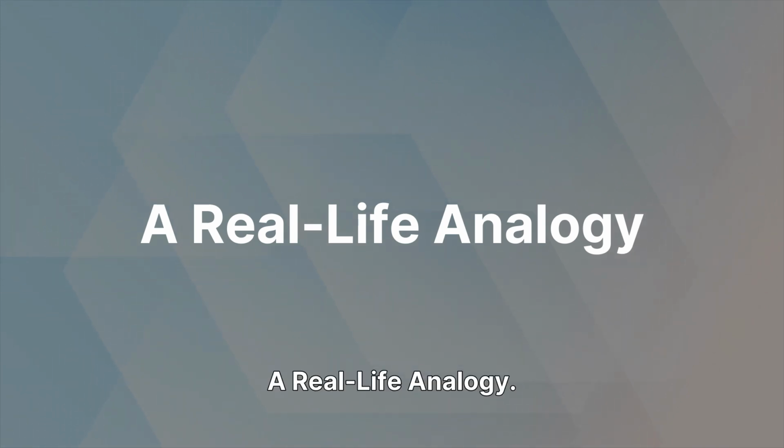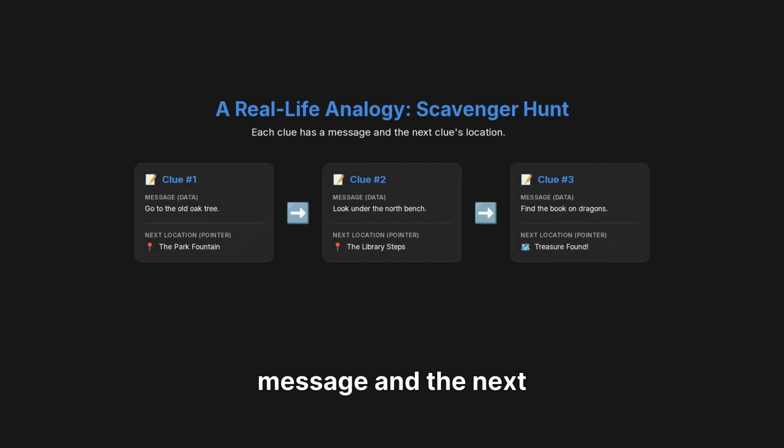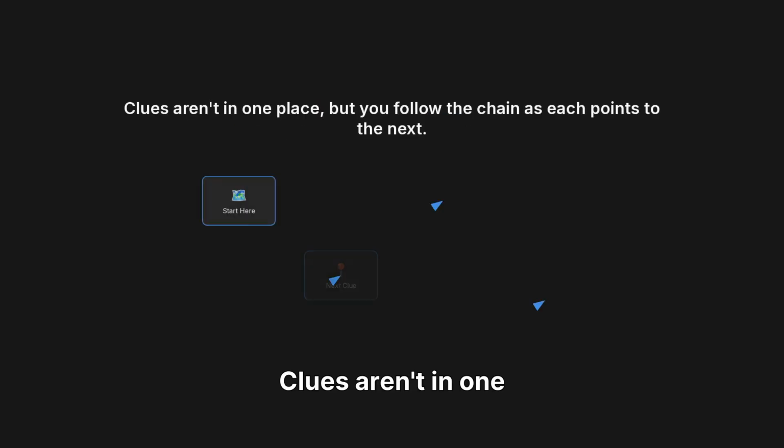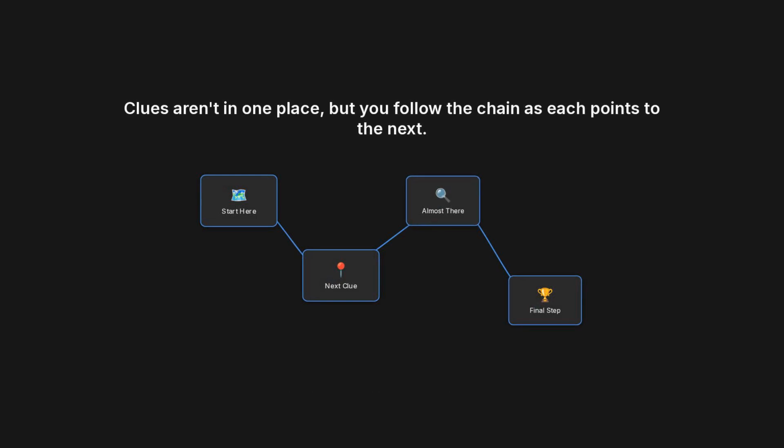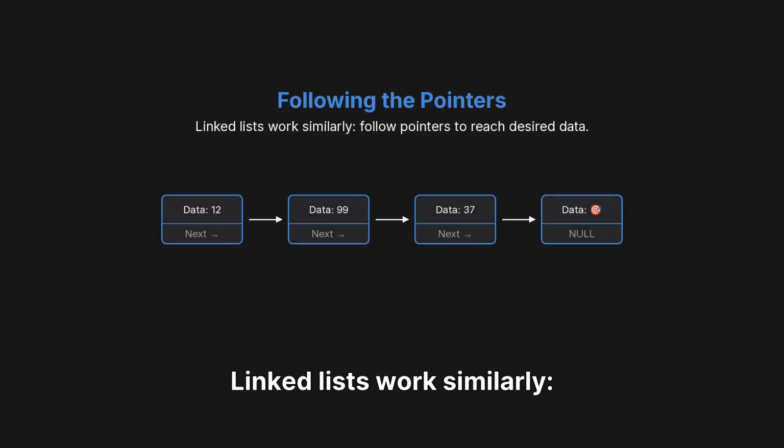A real-life analogy. Imagine a scavenger hunt. Each clue has a message and the next clue's location. Clues aren't in one place, but you follow the chain as each points to the next. Linked lists work similarly. Follow pointers to reach desired data.